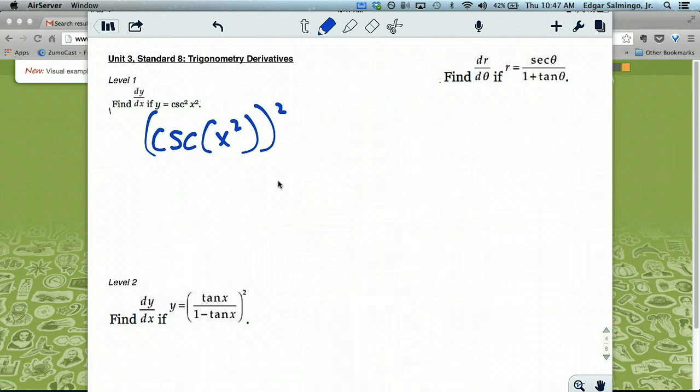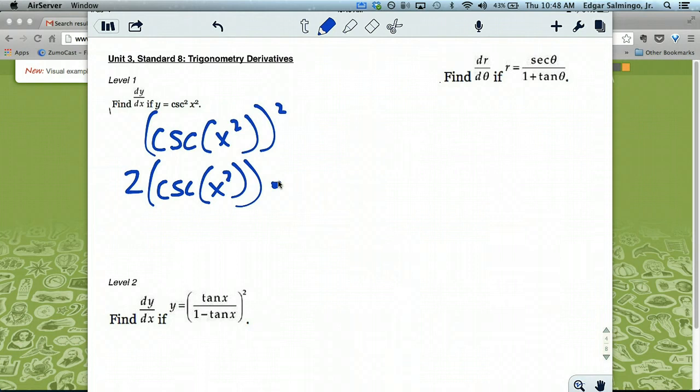The very first thing is the 2. I'll put the 2 out in front and leave the inside alone. And then it should be subtracting 1, so that's to the first power. Times the derivative of the inside. The derivative of cosecant is negative cosecant cotangent. Okay, again, it's things you're going to have to remember.